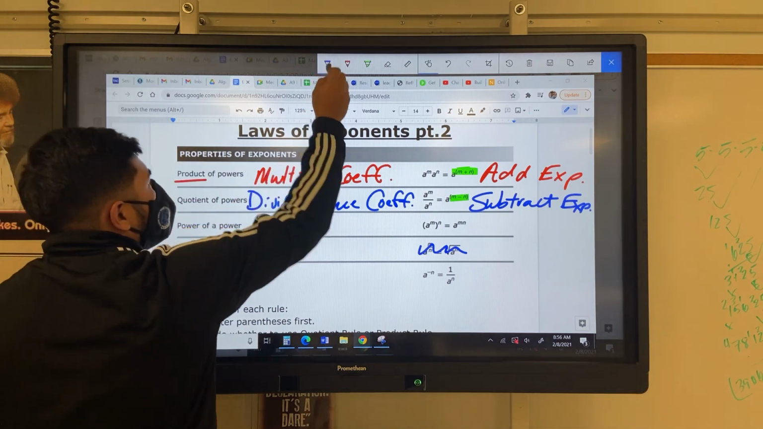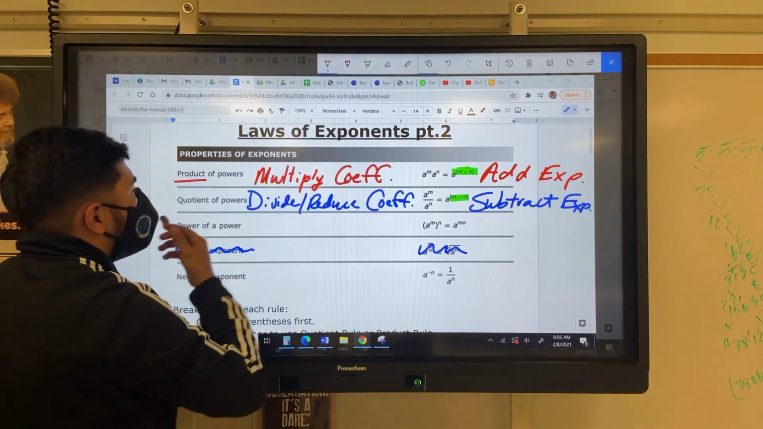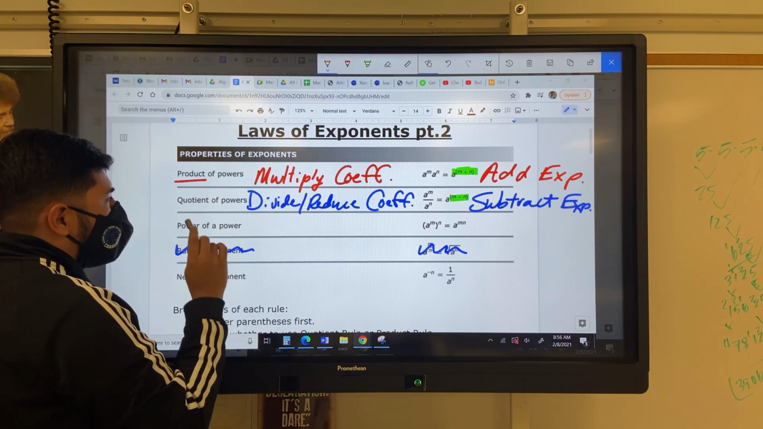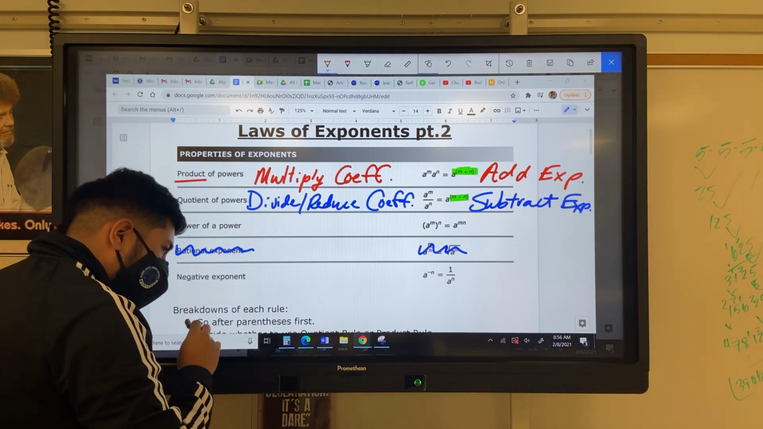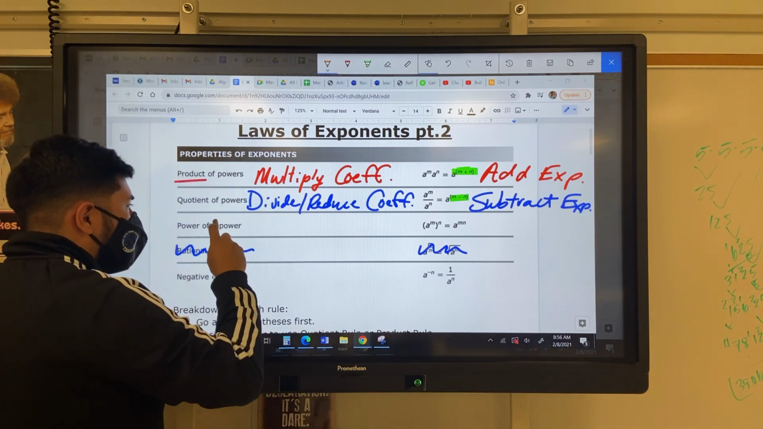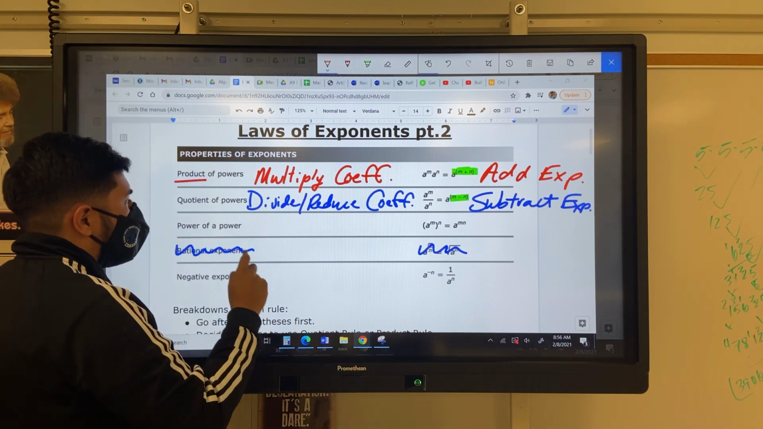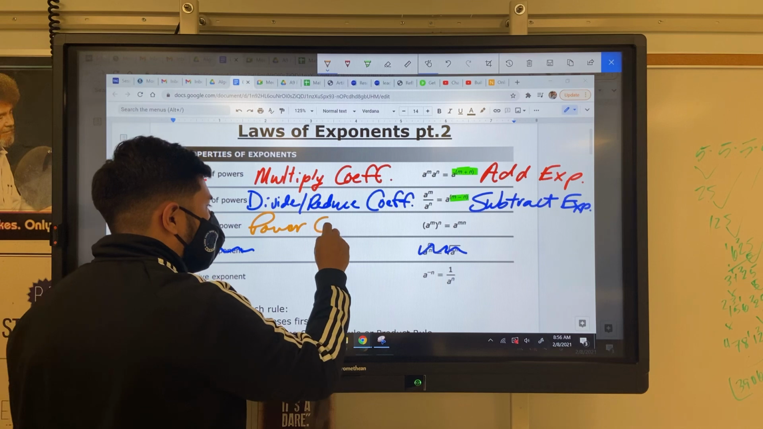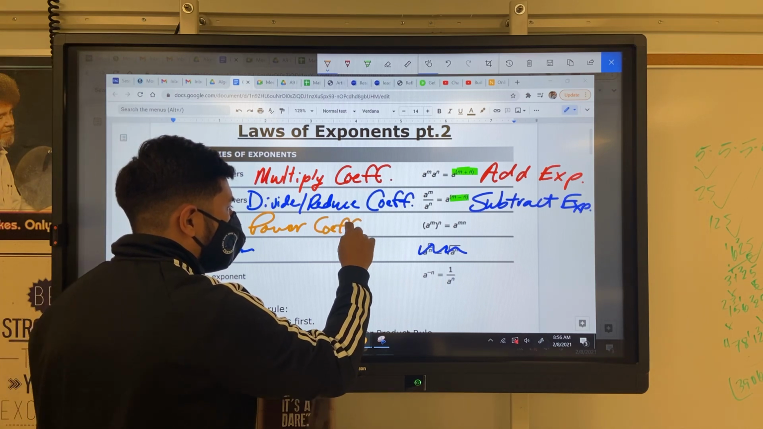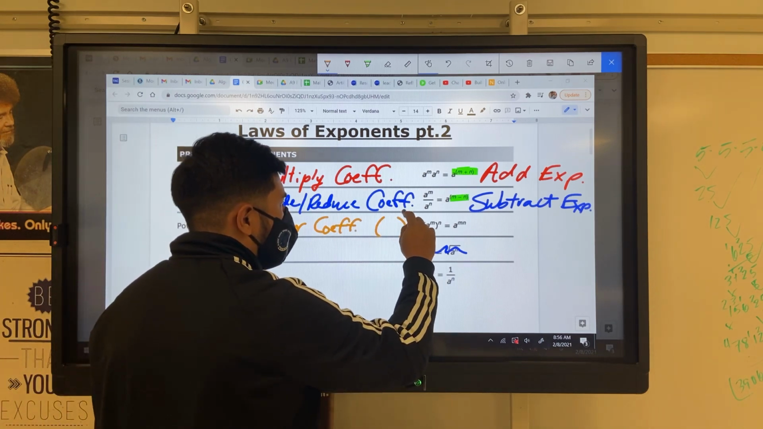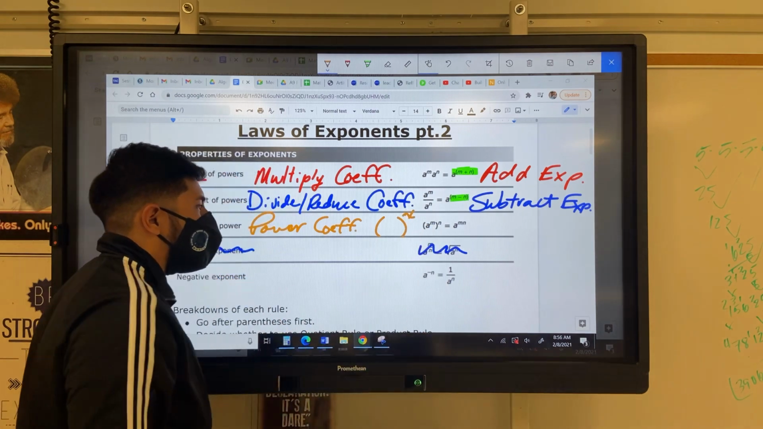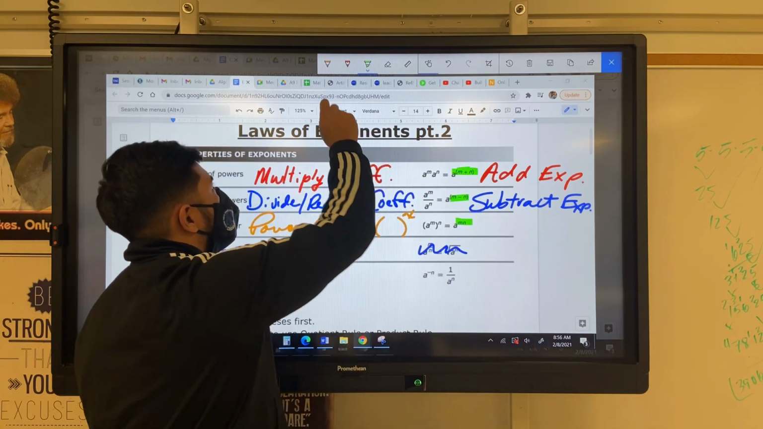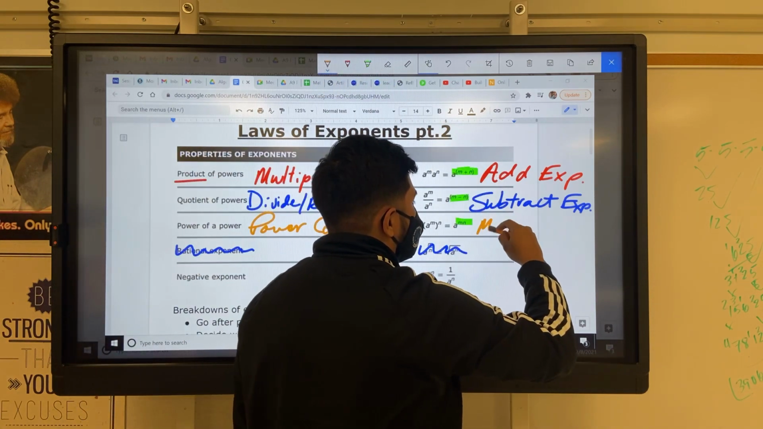Power to power, different color. This is a different one. Power to power. This is where we do the coefficients in the calculator. This is where I can take the power of a coefficient, where we have the number, and then we have our exponent, let's put an x. And then our exponents, we multiply.